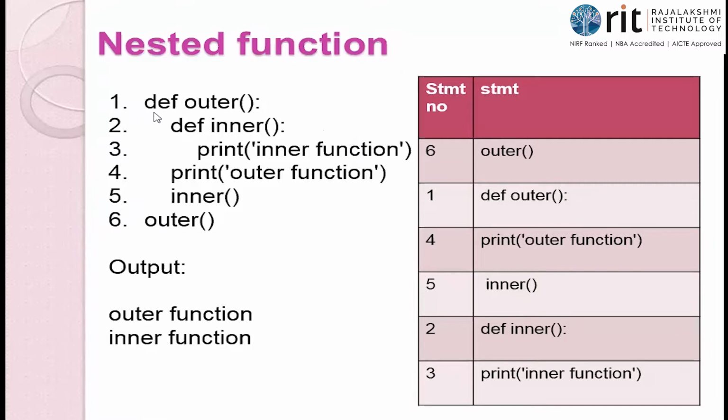Because the first line has the def keyword, it will be skipped off. We are going to skip off the entire definition. So which line will be picked by the interpreter first? The 6th line. Statement 6 should be executed. Look at the table to have better clarity.